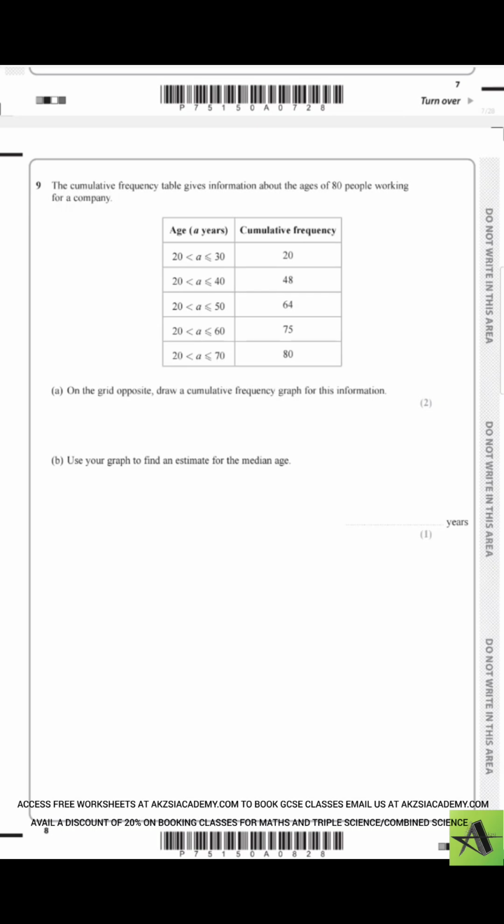Whenever we are plotting the cumulative frequency curve, for the value of x I'll pick the highest value of the class interval. 20 to 30 is a whole class, that is your interval, so I have to pick the greater number, which is 30. So my coordinate for x would be 30 and the corresponding value for y would be 20. Similarly, the next x would be 40 and the next y would be 48, and so on.